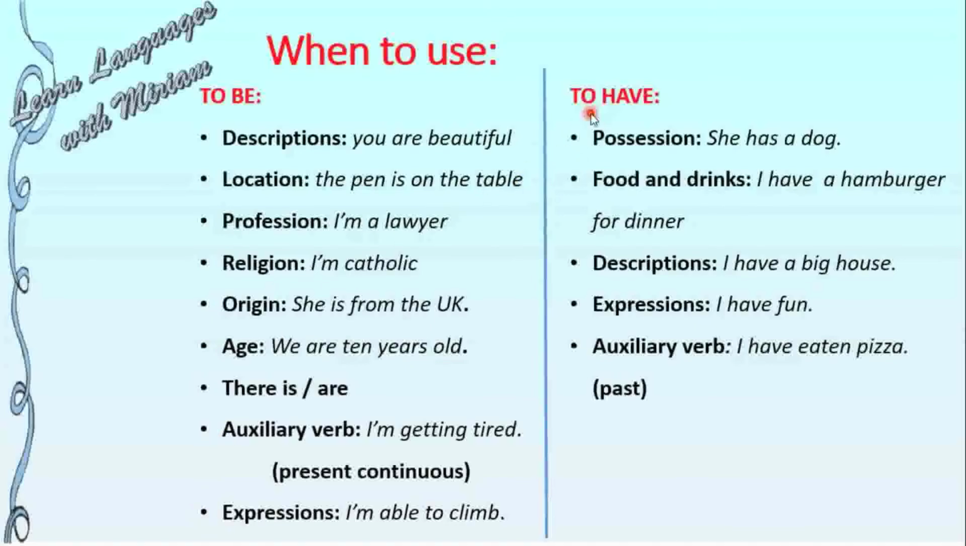We are going to use the verb to have for possession. She has a dog. For food and drinks, I have a hamburger for dinner. Descriptions, I have a big house. Expressions, I have fun, and as an auxiliary verb, for example, I have eaten pizza. This sentence is in the past, and here you can see the verb to have working as an auxiliary verb.